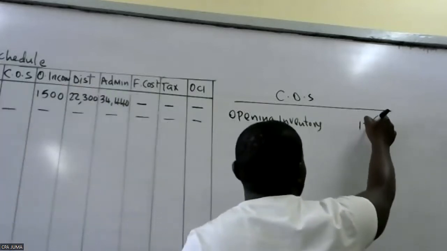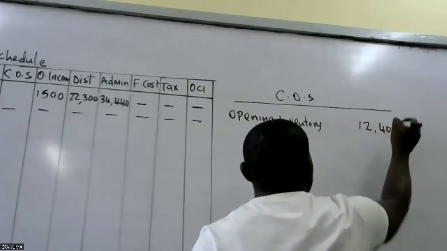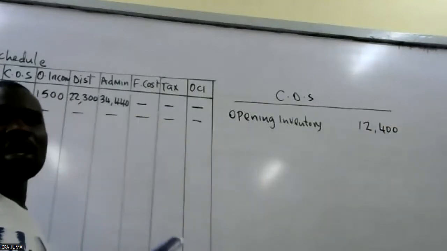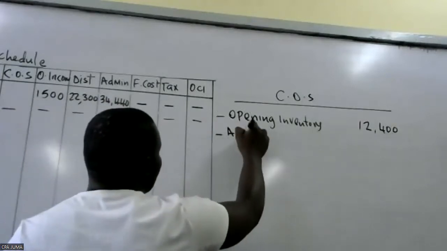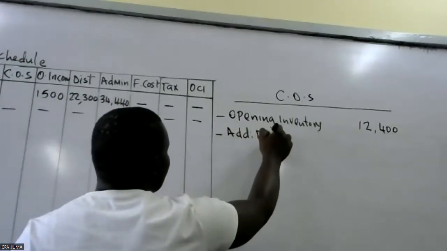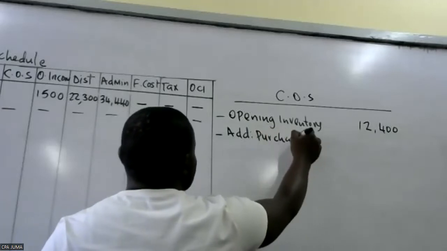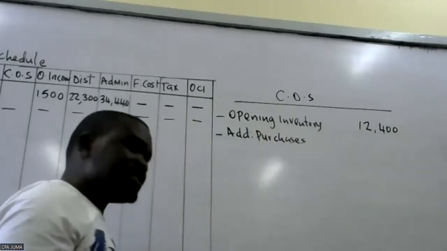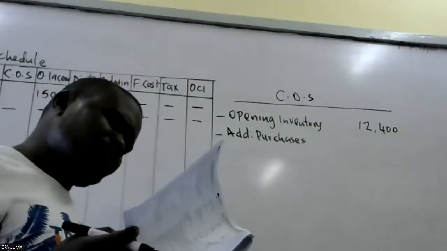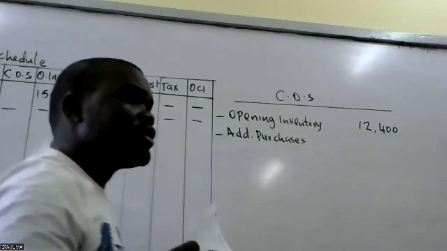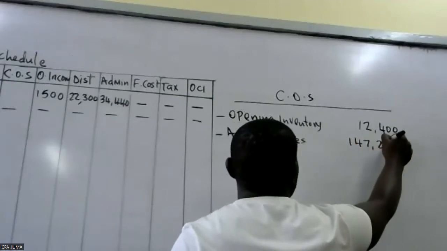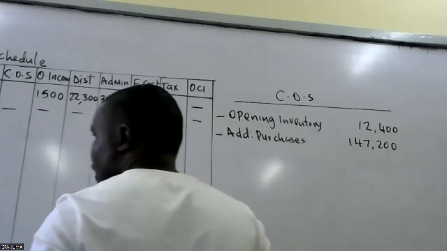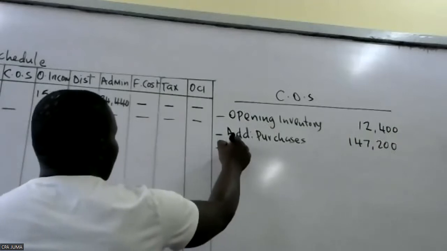12,400. Then add purchases. Purchases is how much? 147,200. Then you less closing inventory.